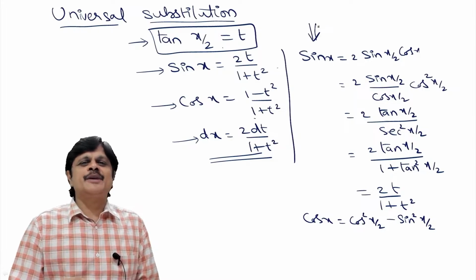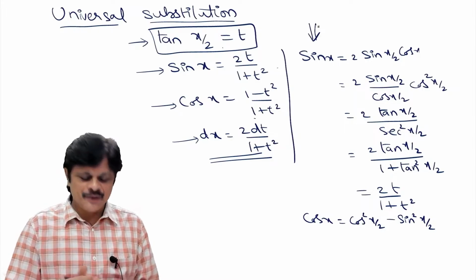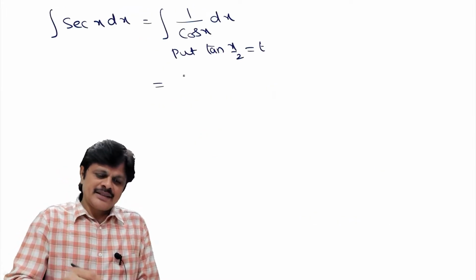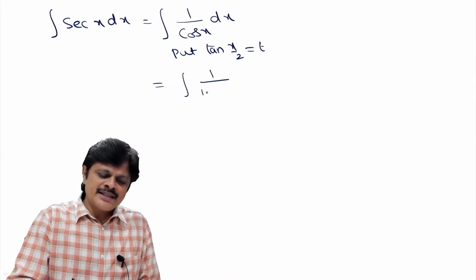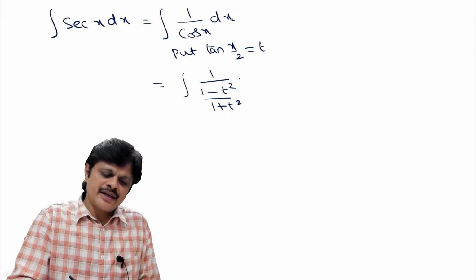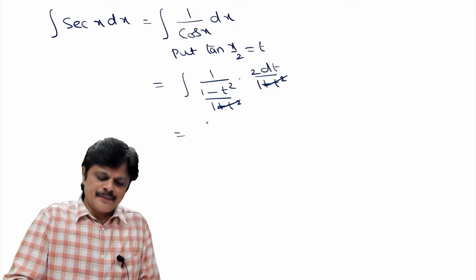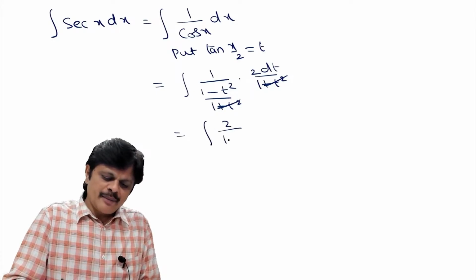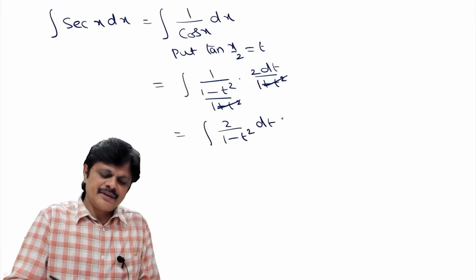In competitive examination, you can't derive every rule and use. Okay. Remember that. So it is 1 by, what is cos x? 1 minus t square by 1 plus t square. And what is dx? 2 dt by 1 plus t square. These two get cancelled. So this is 2 by 1 minus t square dt.